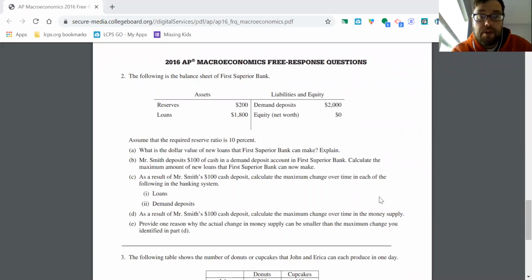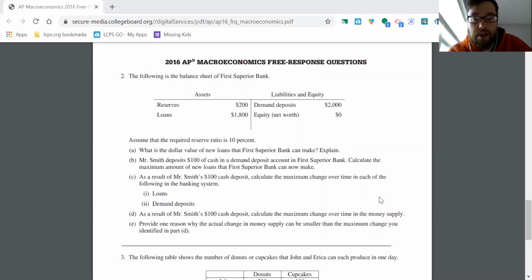All right, so up here we have the following is the balance sheet of First Superior Bank. We got assets, liabilities. Now always remember that assets are always going to be equal to liabilities. And this balance sheet is actually pretty straightforward. And then this is important to note, reserve ratio is 10%. We're going to need that pretty much right off the bat and in later parts of the question as well.